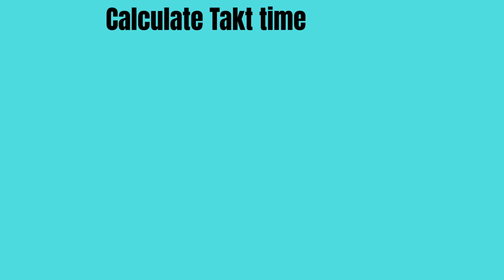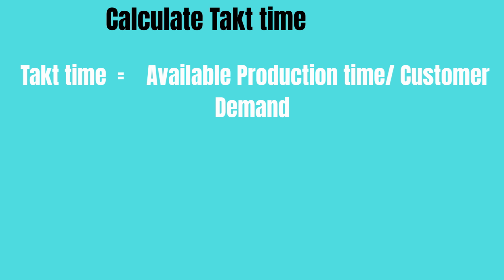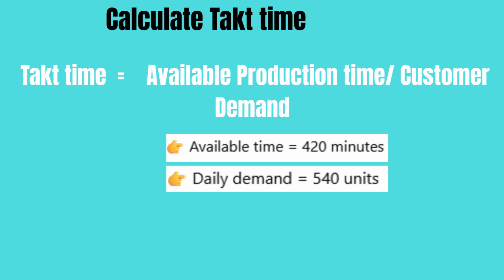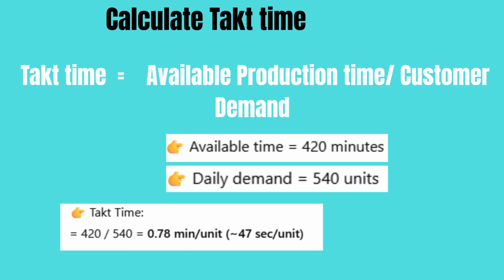Now let's move to one of the most important concepts in Lean, takt time. Takt time simply tells us the pace at which we need to produce to meet customer demand. The formula is very simple. Takt time equals available production time divided by customer demand. Let's take the example here. We have available time equals 420 minutes. Daily demand equals 540 units. So when we divide 420 by 540, we get 0.78 minutes per unit. That's roughly 47 seconds per unit. What does this mean? It means that every 47 seconds, one unit should be produced to meet customer demand.